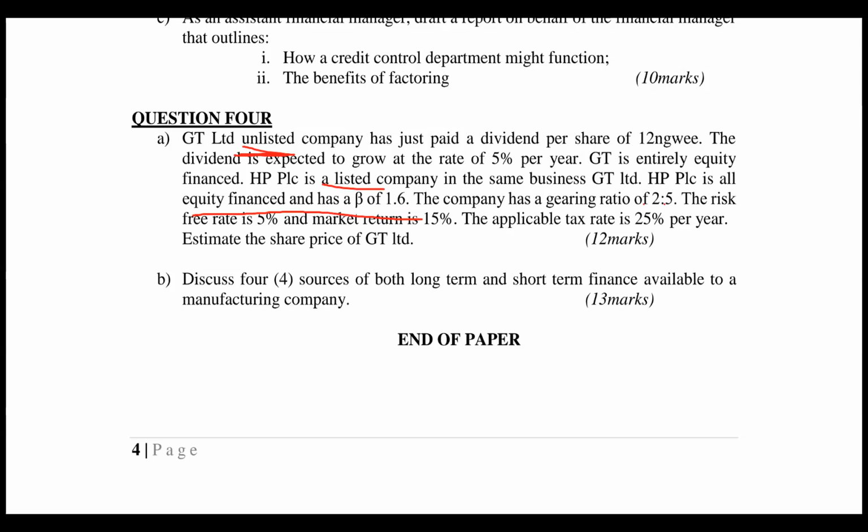So to start with, you have to get an understanding of the meanings of the two words. What do you understand by a listed and unlisted company? Just a quick one. One is listed on the stock exchange. The other one is not. So what's the difference between an unlisted company and a listed company?